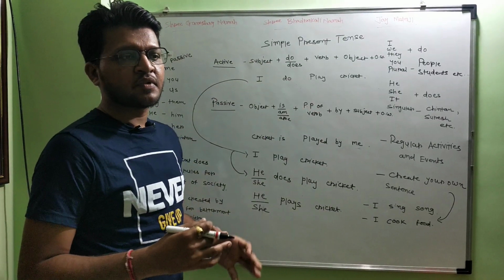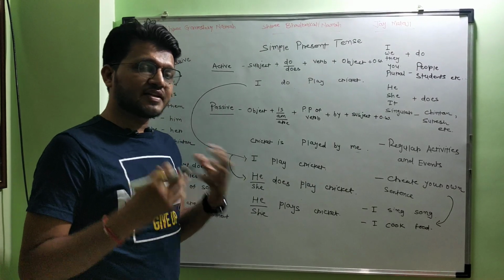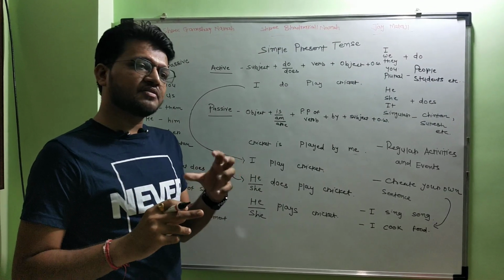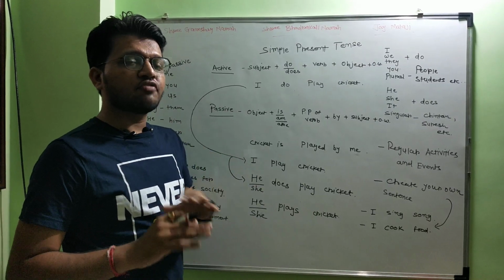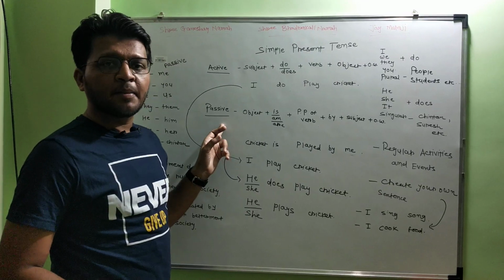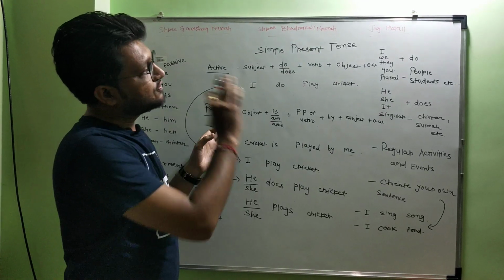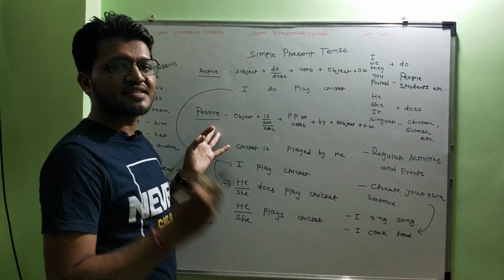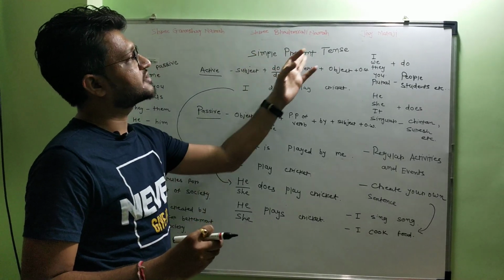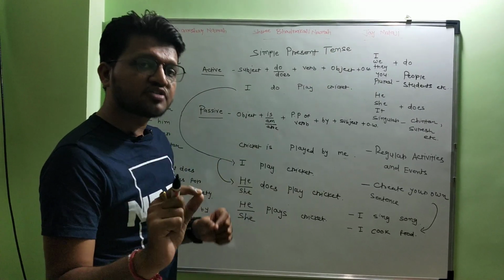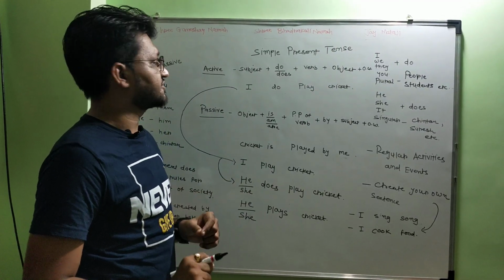Right, now we will not waste any more time, and let's come to the sentence pattern of any tense. If you talk about the sentence pattern of any tense, then majorly there will be two categories for any tense. One is active voice and the other is passive voice. First of all, let's discuss the structure of the sentence for simple present tense.